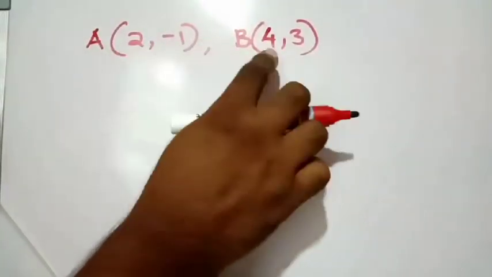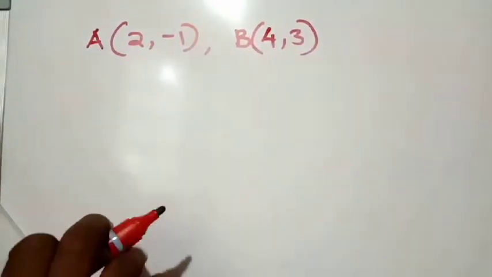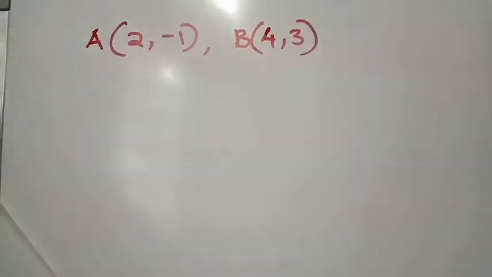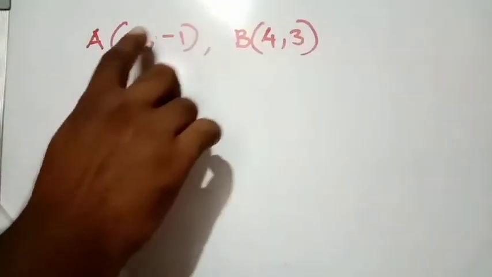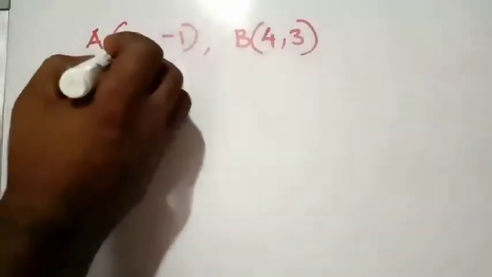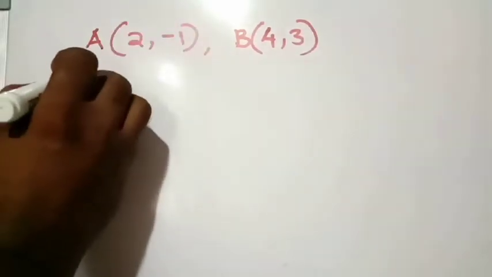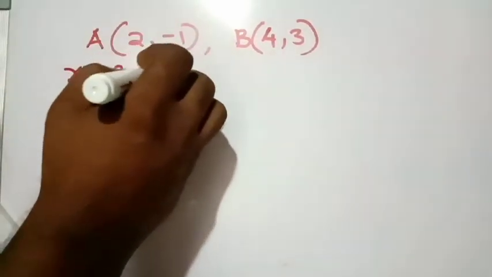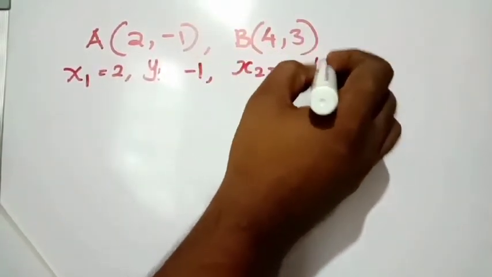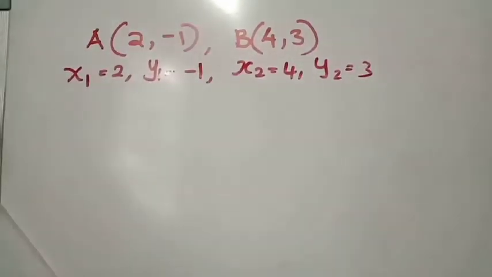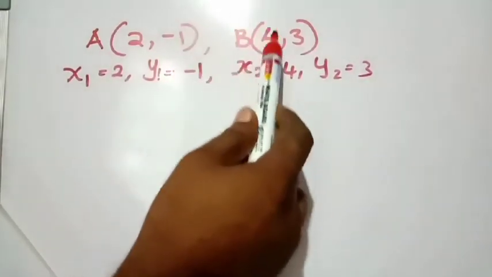Okay, now let's find the gradient of this line. So our line is AB with A is (2, -1) and B is (4, 3). There are 2 points on the line. You know, on a line there are infinite, uncountable number of points. So from that infinite number of points, we are taking just 2 points, that is (2, -1) and (4, 3). Let's consider this one as x1 y1. So x1 is 2, y1 is minus 1, x2 is 4 and y2 is 3.